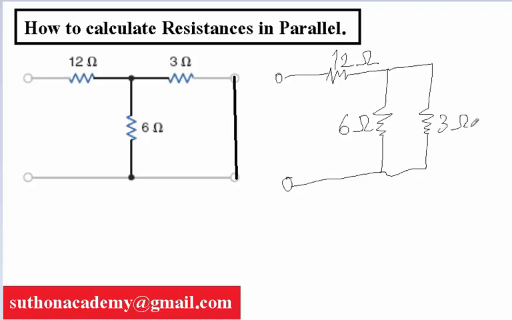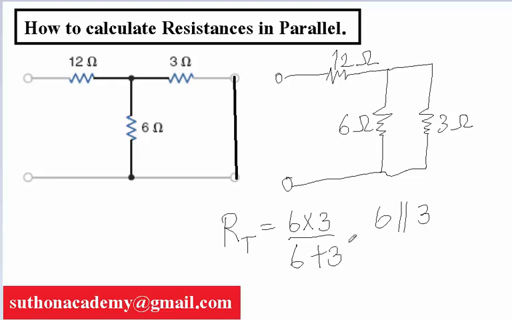right? So how to calculate the 6 parallel to 3 ohm? We can find the resistance R total RT equal to 6 multiply by 3 and then 6 plus 3. So this is mean 18, right? I will delete this, move this one, okay, to this area, and then I want to change the color to red.